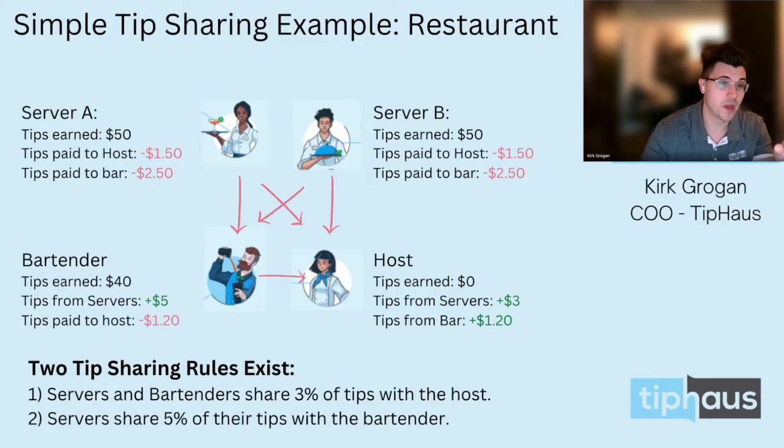First is the rule that hosts are shared 3% of all employees' tips. This means both the servers and the bartender must pay the host. So both servers pay the host $1.50 from their tips, 3% of their $50 earned, and seating the guest and taking care of them and checking people in, making sure that the servers can actually serve, the host has performed their job. Whereas the bartender pays the host 3% of their tips, or $1.20.